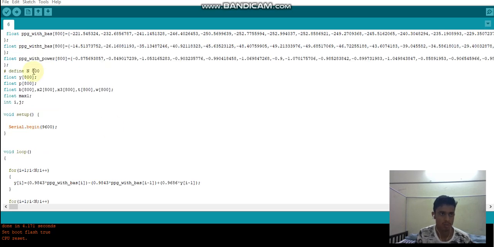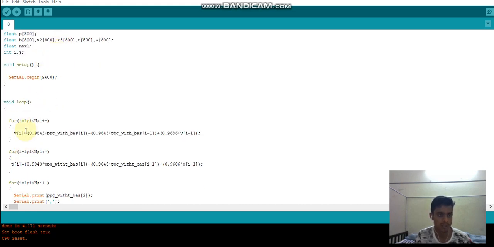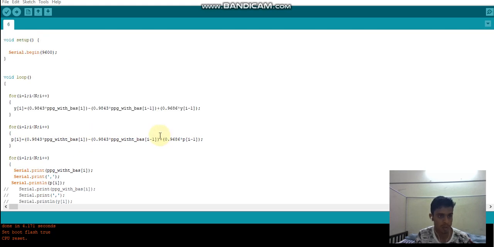First of all, we will be uploading the signals. We have given all the signals: PPG with base, PPG without base, and PPG with power line. We are defining n equal to 100, and now we will be passing those input signals through the high pass filter. So y equals this for the with-base component, and this for the without-base.